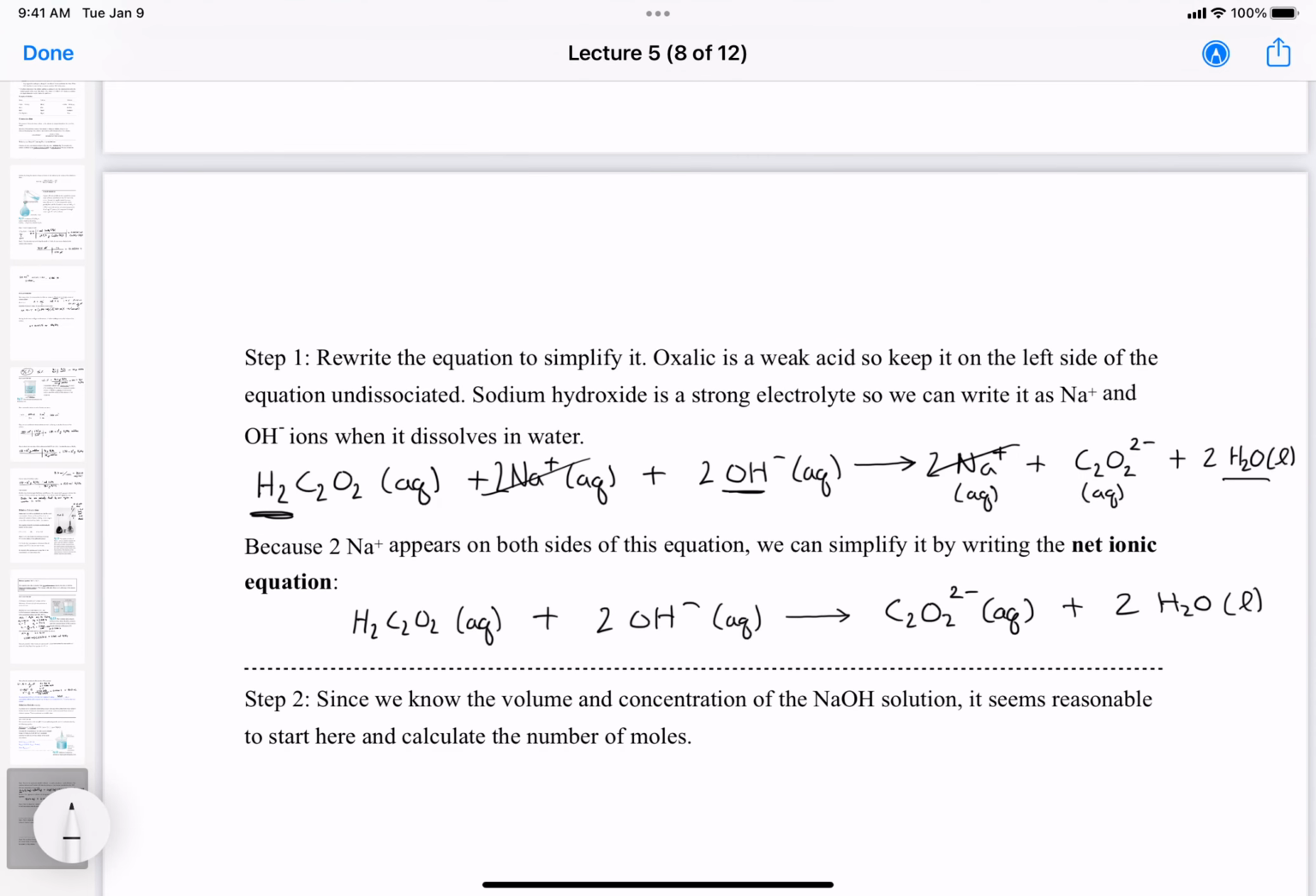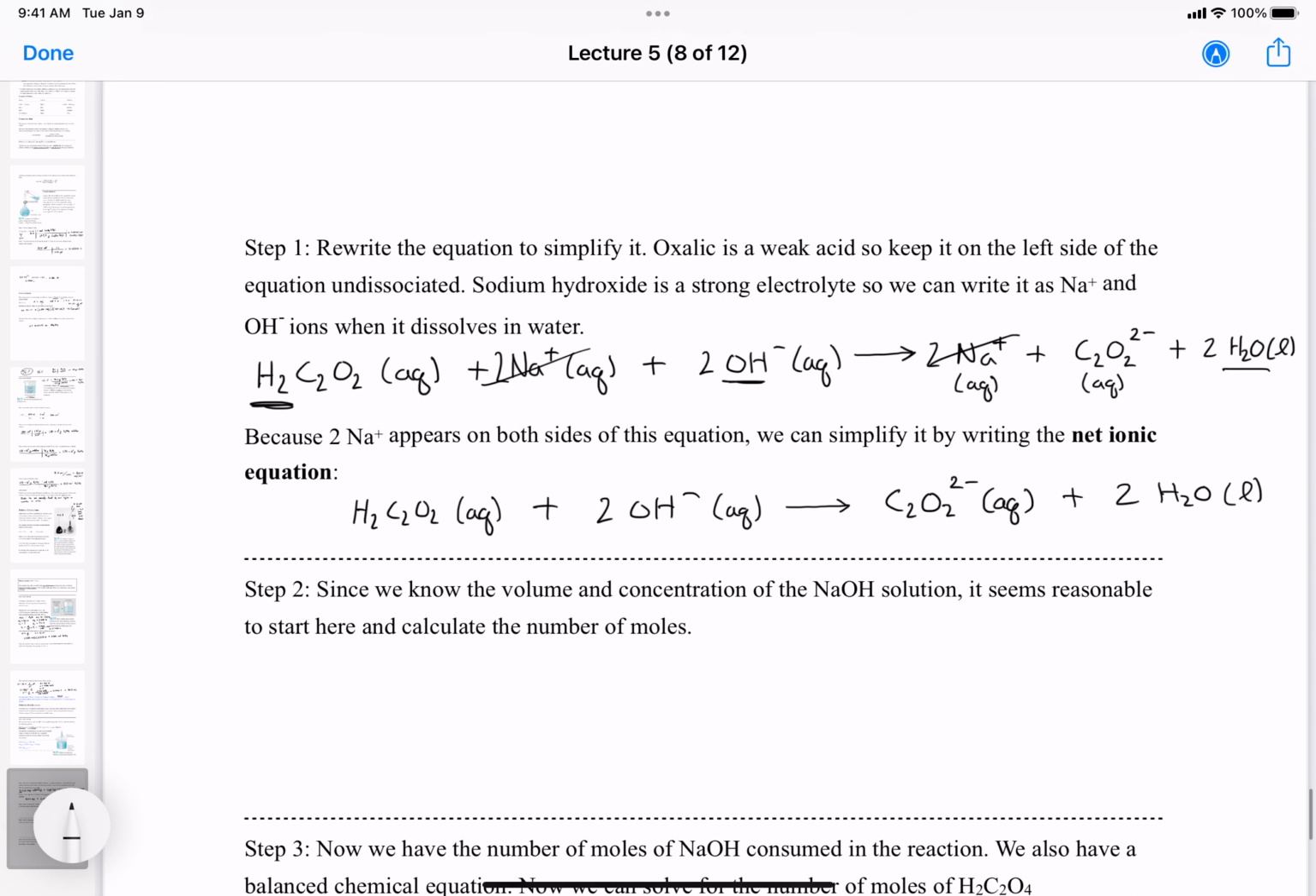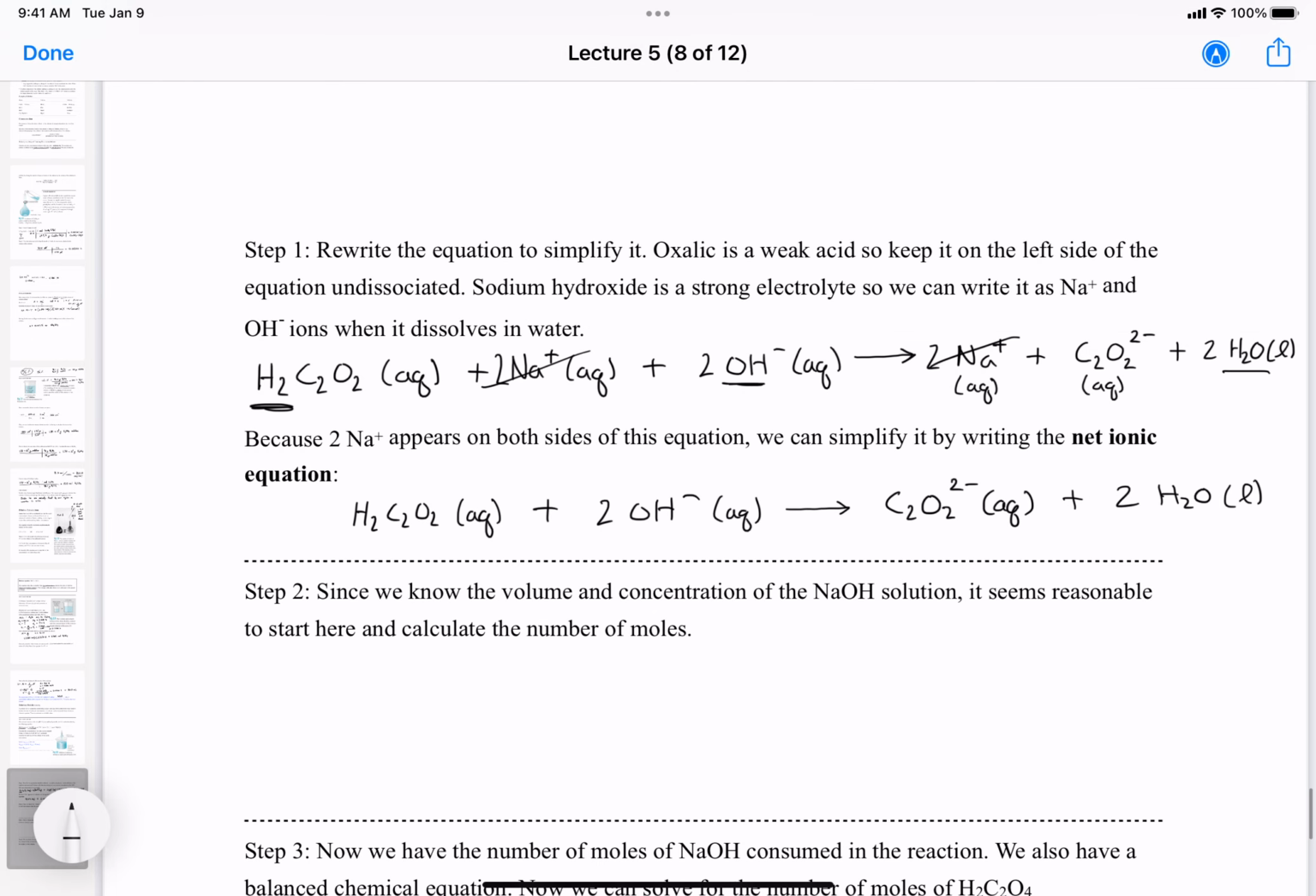Here we go. You could always simplify it. You don't have to, but it helps to simplify it so you know the net ionic equation, which is the equation that tells you what's happening in the reaction, what chemical change is occurring. Since we know the volume and concentration of the sodium hydroxide solution, it seems reasonable to start here and calculate the moles.